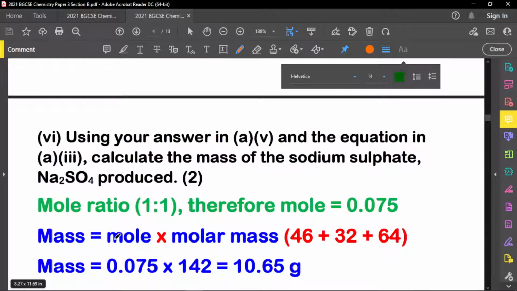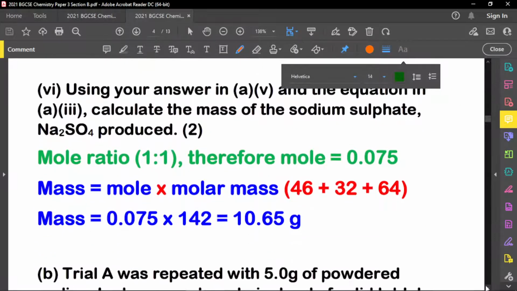Now to find the mass, we multiply the moles by the molar mass. The molar mass here is 46, which is 23 times 2 in sodium sulfate. Sulfur is 32, oxygen is 16, and 16 times 4 is 64. You add up all of that and your molar mass is going to be 142. So you multiply the moles by 142 to get 10.65 grams. So that is the mass of sodium sulfate.